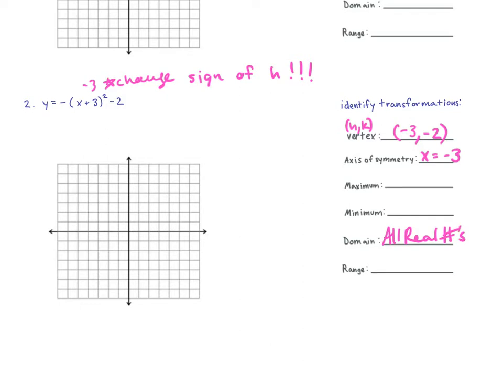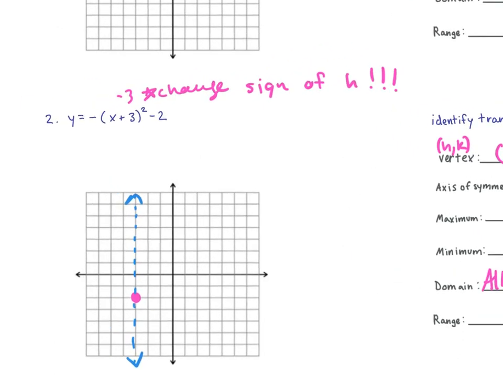All right, let's graph our vertex. So we're going to go to the left 3 and down 2. And our axis of symmetry is a dotted line that just goes right through the middle. How do we find our second point on our graph? Plug what in?